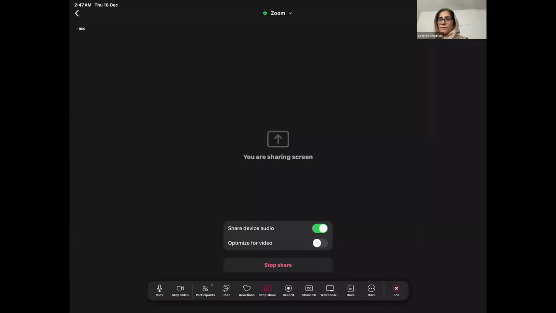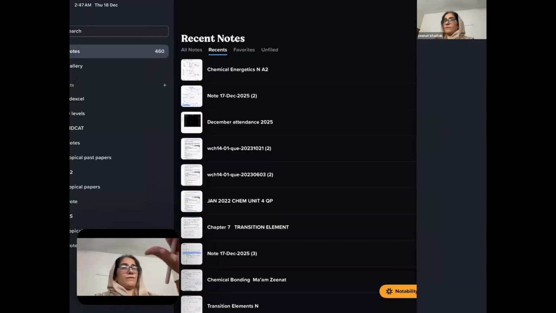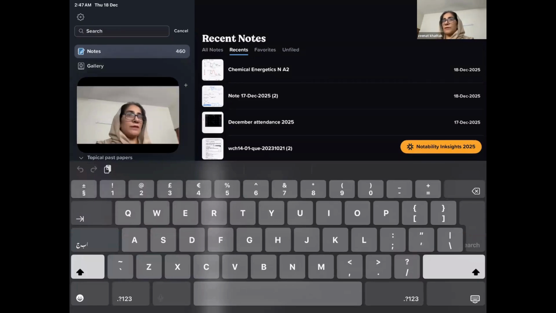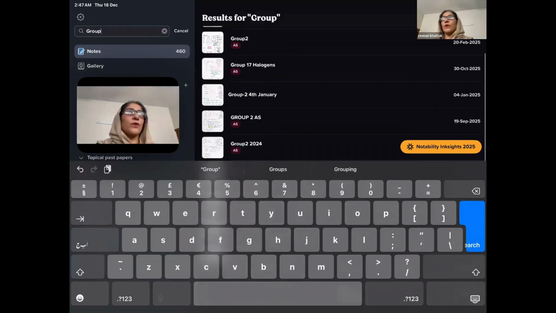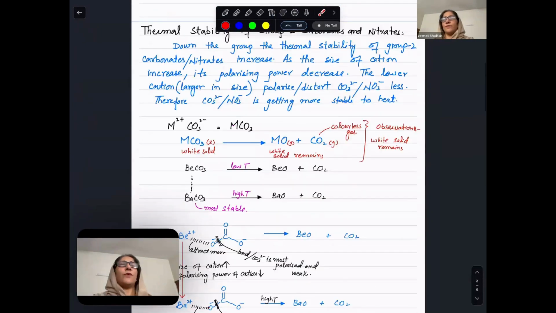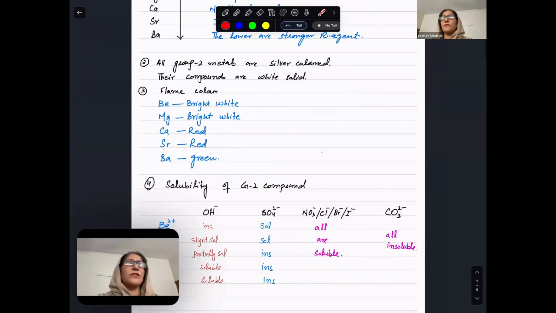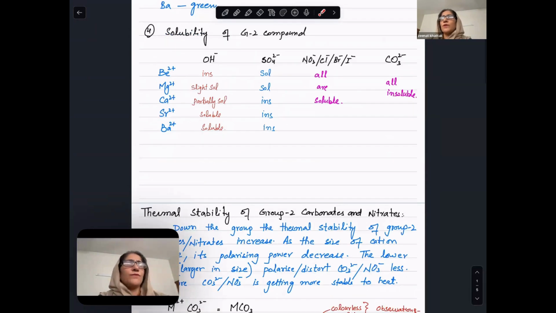It is the notes on group 2 of A2. Before this, we have done the simple observations of group 2, and then we know, you can see the hydroxides are becoming more soluble, but the sulfates are becoming insoluble.